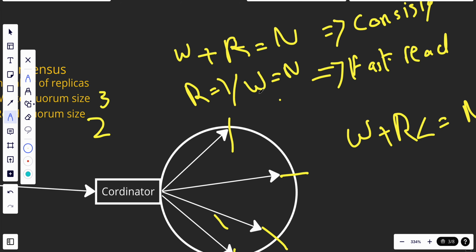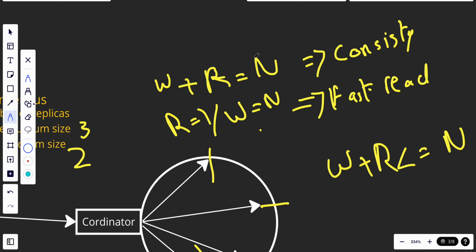Everything has pros and cons, and when we talk with our interviewer, we might need to reach specific requirements. Maybe we need W plus R bigger than N. Sorry for this confusion: W plus R is bigger than N. Sorry for that.